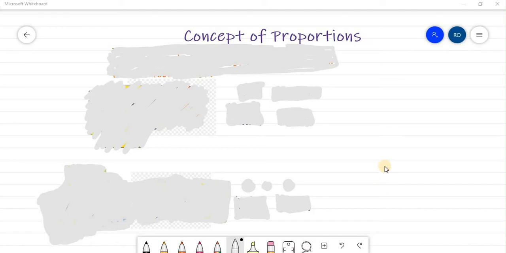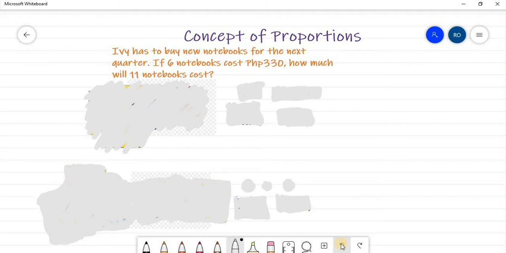In this video, we're going to learn about the concept of proportion. Now let's take this problem. Ivy has to buy new notebooks for the next quarter. If 6 notebooks cost around 330 pesos, how much will 11 notebooks cost?